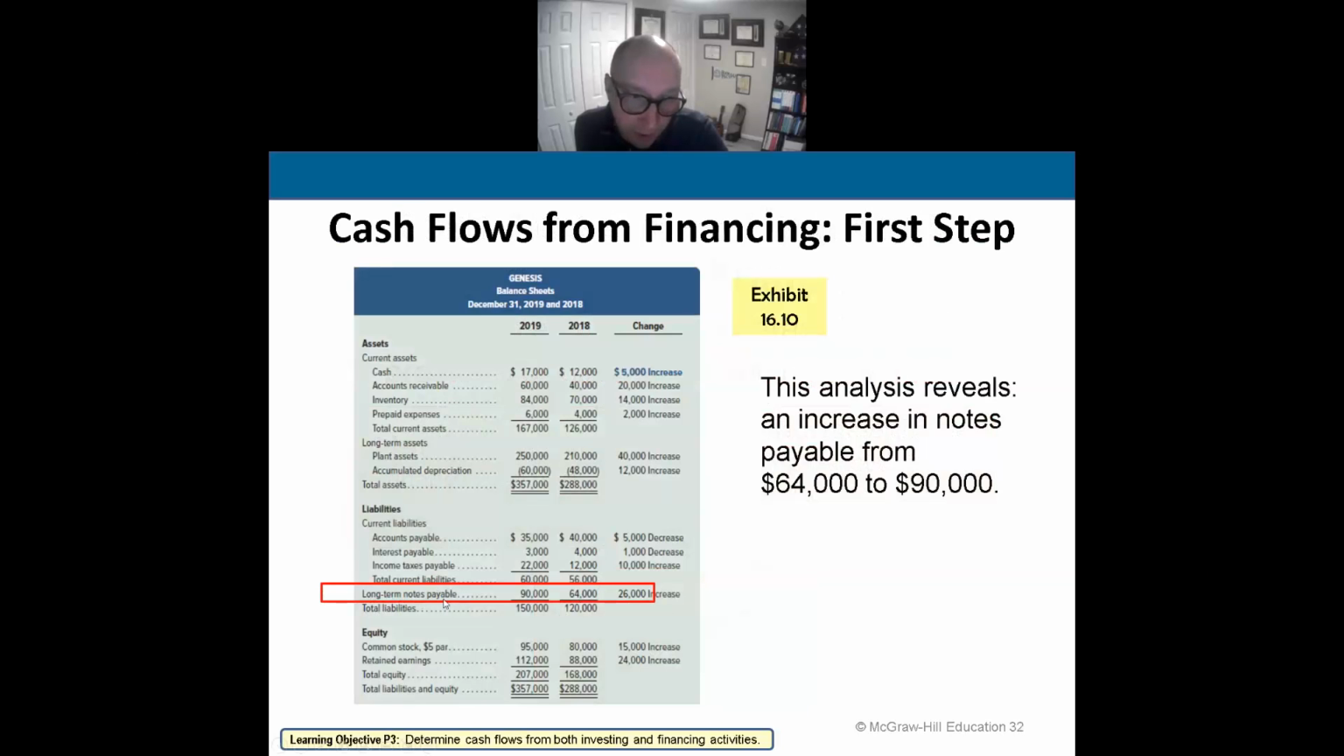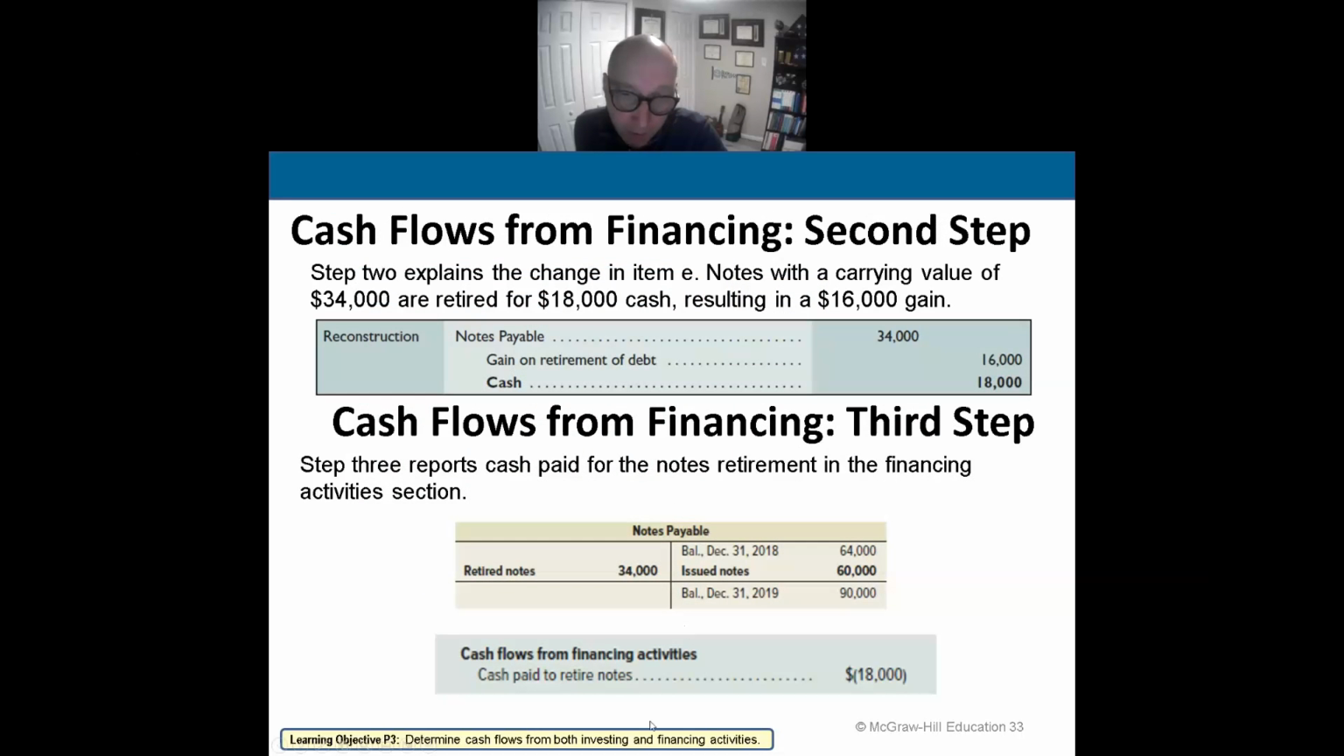Here we have an example of long-term notes payable. That's increased from year to year, $26,000. How did that happen? We can look to see what happened by looking at the previous journal entries and looking at the T accounts, etc.